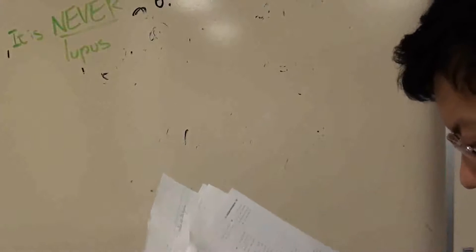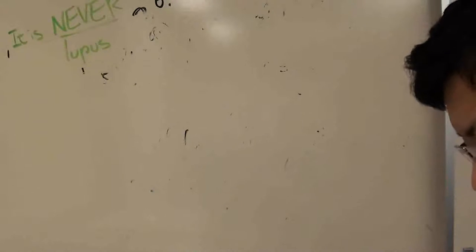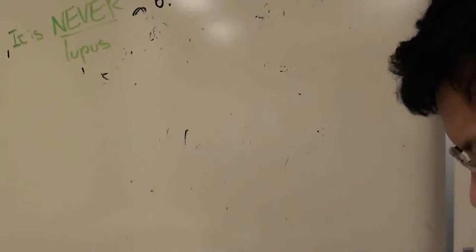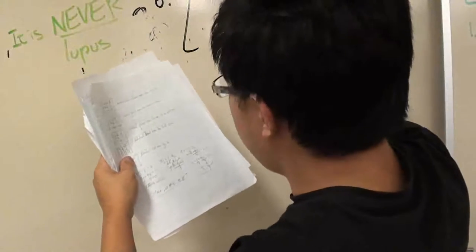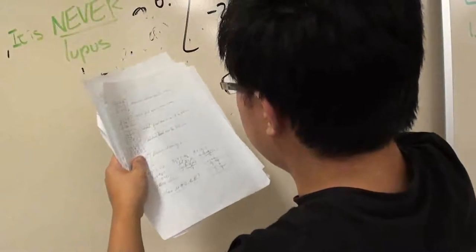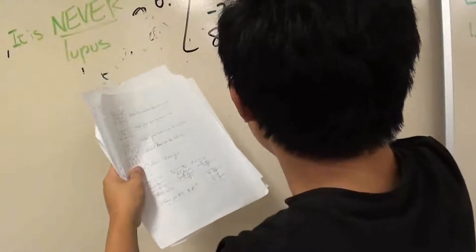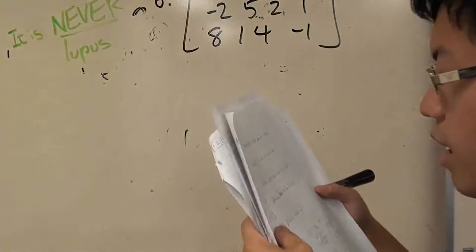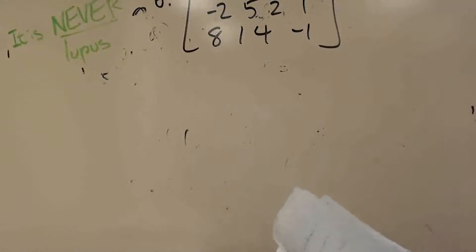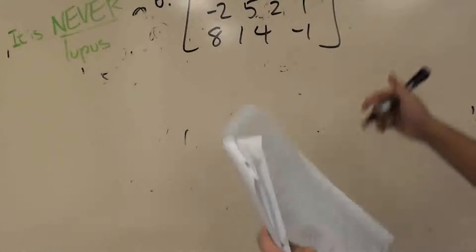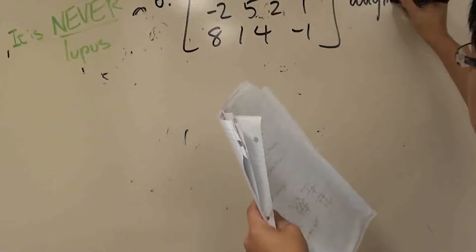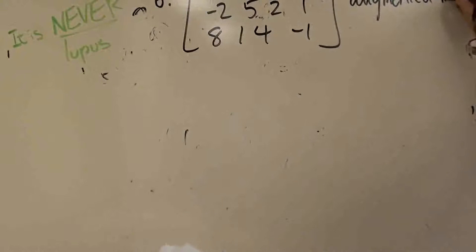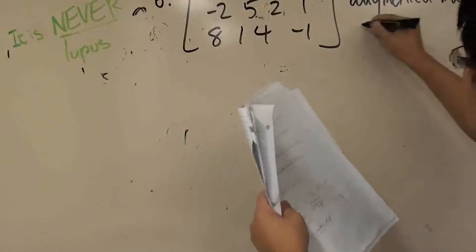So, anyways, let's look at number 6. So I have 2, 2, 2, 0, negative 2, 5, 2, 1, 8, 1, 4, negative 1. Okay? I write this because I saw it in the solution. I guess you could just copy it down. Just to be safe, I write: augmented matrix for the system.